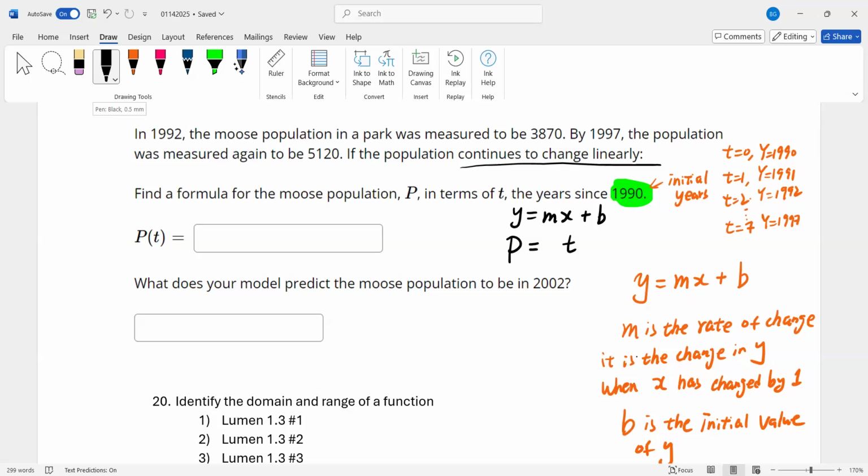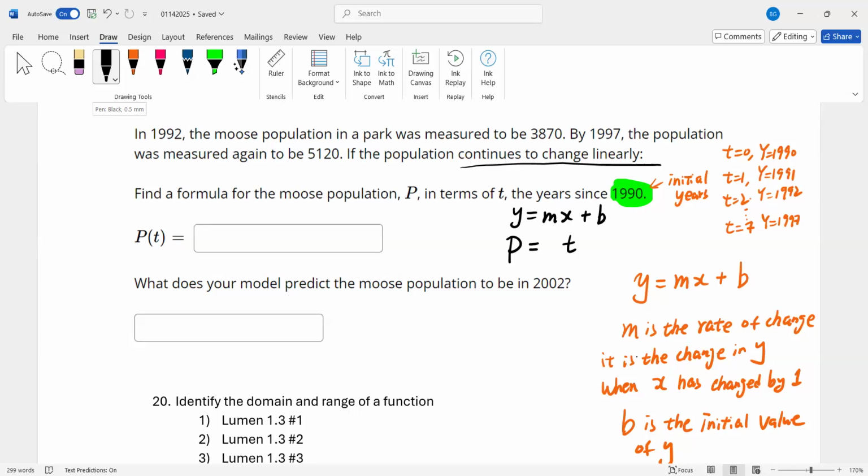How do we find that? How do we find m here, the yearly increase in the moose population? Isn't that very similar to the yearly increase in your son's height? Yes. So we have enough information to figure out the value of m.